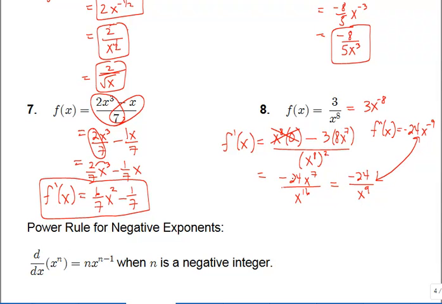But it's a little bit more work. So no matter how you do it, you'll get the right answer, but you can save yourself a lot of time and energy by using some of these shortcuts.